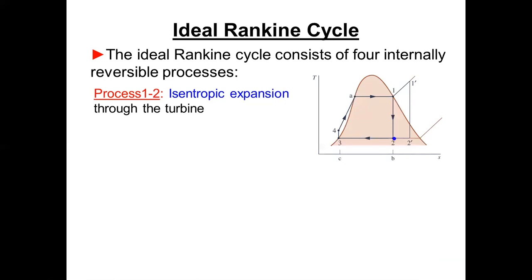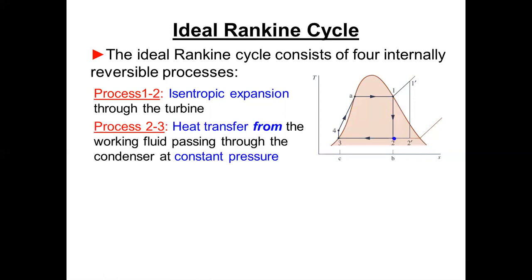The line from 4 to A to 1 to 1 prime and on up is an isobar. It's a line of constant pressure at whatever our high pressure in the system is. And then from 3 to 2 prime onto the dome and up into the superheat region is another isobar, which is the low pressure. Then heat transfer from the working fluid as it goes through the condenser is from 2 to 3.